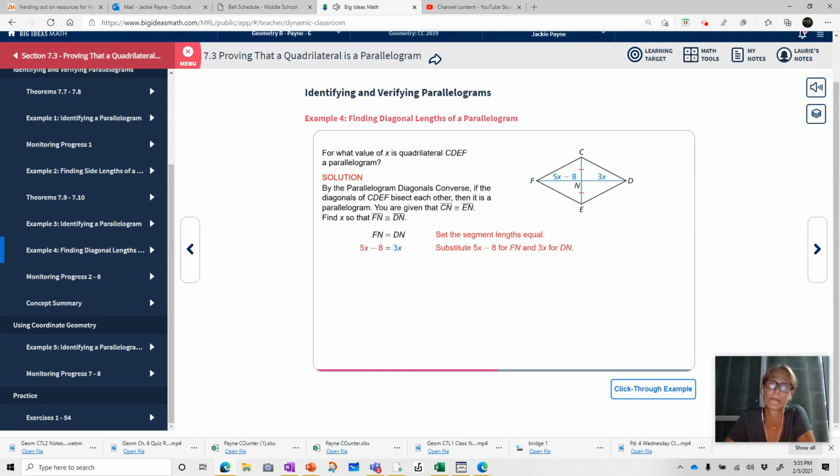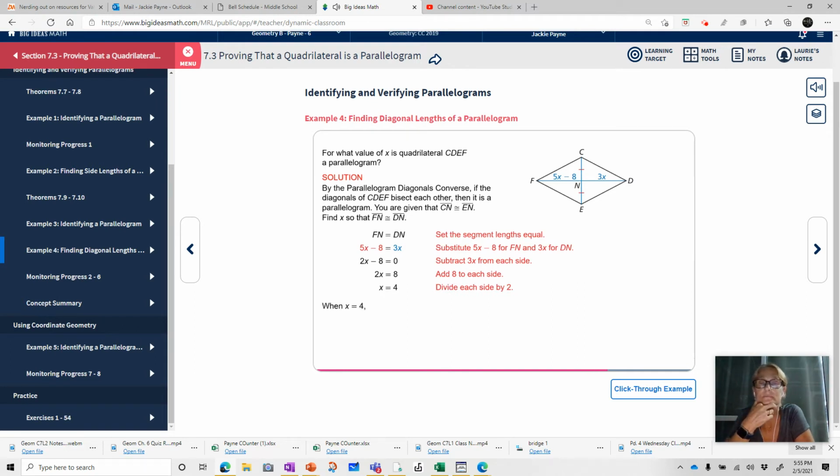Now solve for x. First, subtract 3x from each side of the equation. This gives you 2x minus 8 equals 0. Next, add 8 to each side of the equation. This gives you 2x equals 8. Finally, divide each side of the equation by 2. This gives you x equals 4.